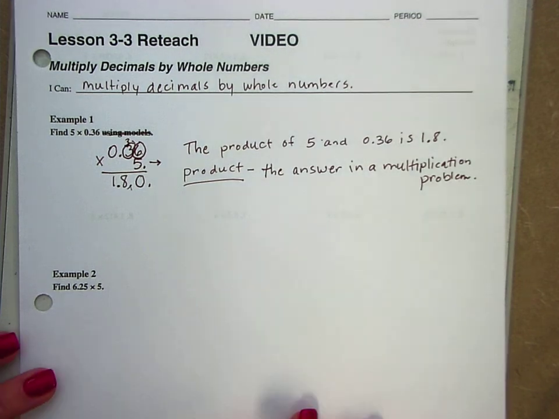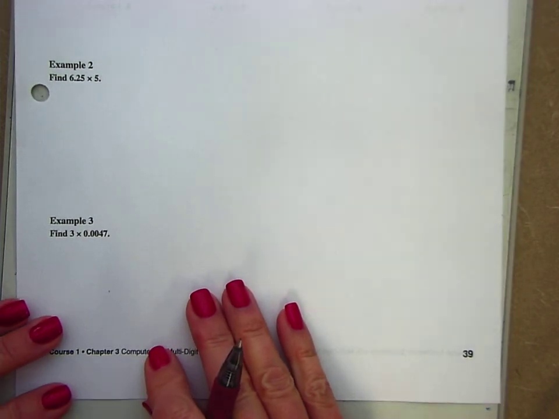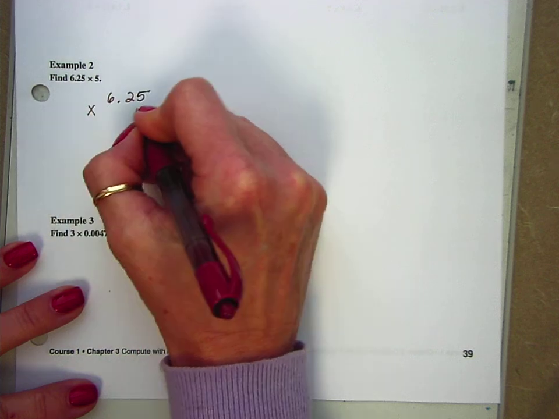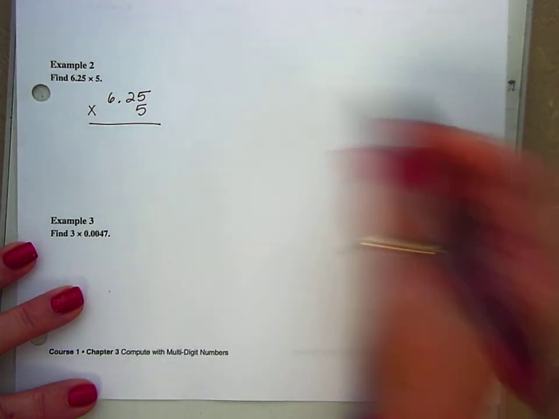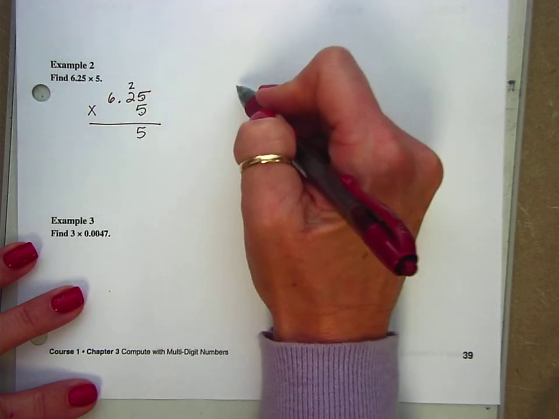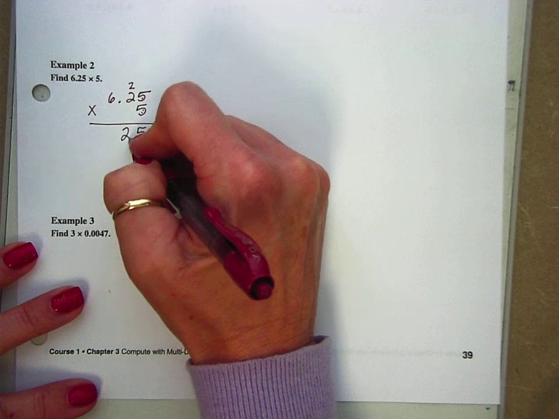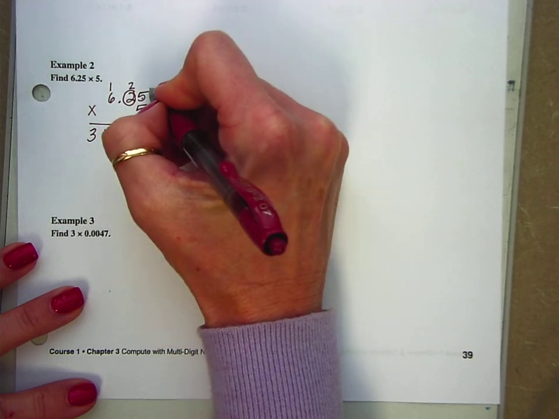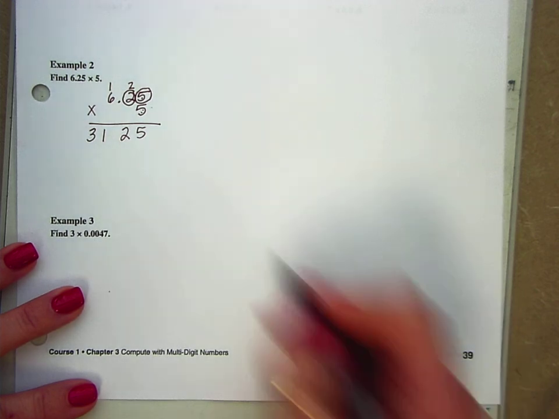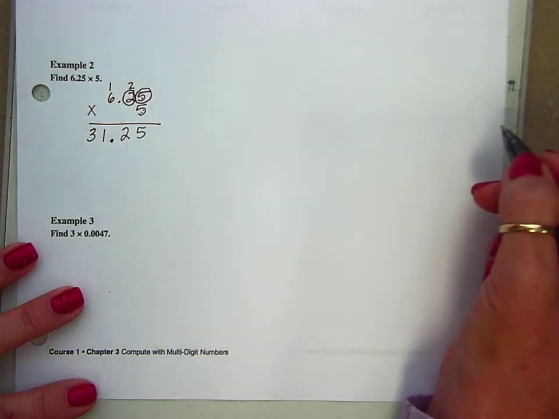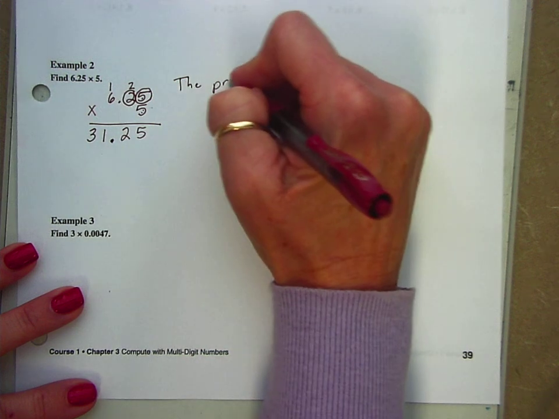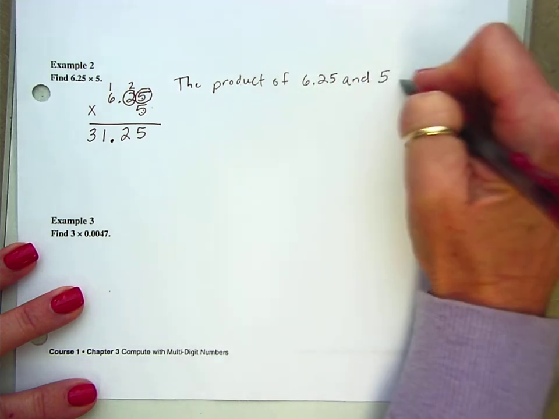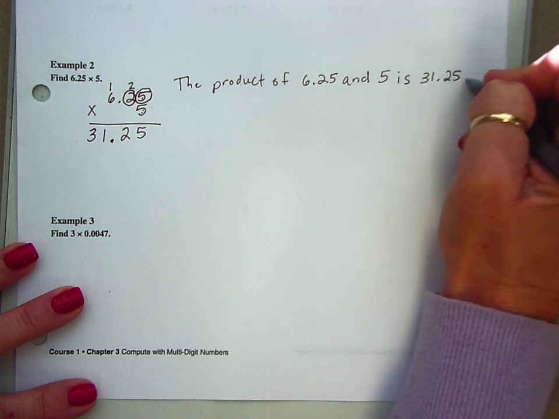All right, looking at example number 2. 6 and 25 hundredths times 5. Again, I'm simply going to write this so that the longer number is on top. All right. 5 times 5 is 25. 5 times 2 is 10, plus 2 is 12. 5 times 6 is 30, plus 1 is 31. I have 2 digits to the right of the decimal in the problem, so I'm going to scoop 1, 2 places to the left. So you would say the product of 6 and 25 hundredths and 5 is 31 and 25 hundredths.